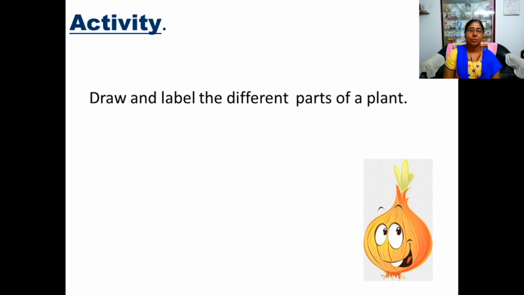Now I am going to show you the video in which how root develops from the seed. Just watch and enjoy the video.